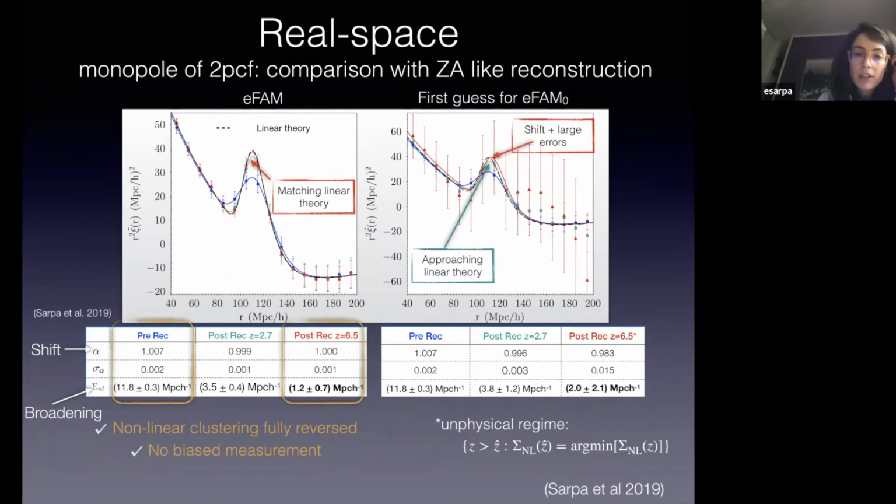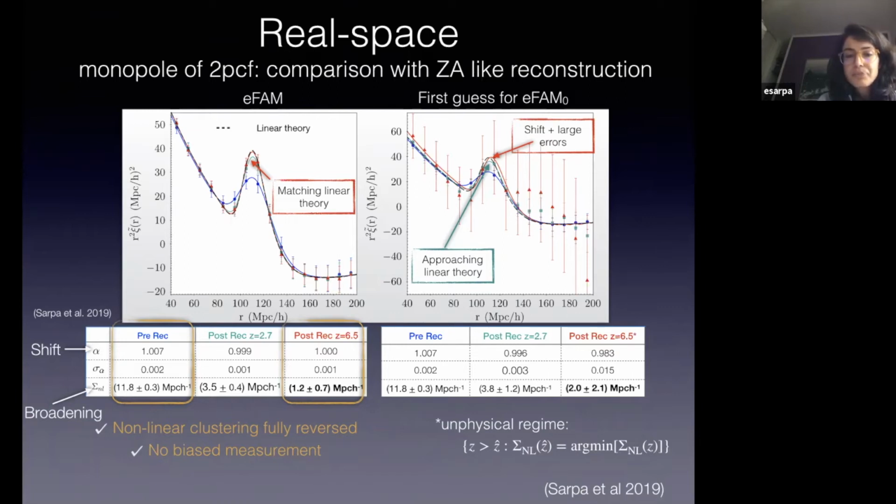On the right, I compared the results of eFAM with the results of Zeldovich-like reconstruction. What we have done is that in our minimization, we have imposed our trajectories to be straight lines and to have constant velocity. The results here are plotted at the same redshift of the reconstruction for the full eFAM. You see that at the intermediate redshift, we approach the linear theory, but not completely. And going to a higher redshift, we start to deviate and bias our results from the linear theory. This is a consequence of the overestimation of velocity.